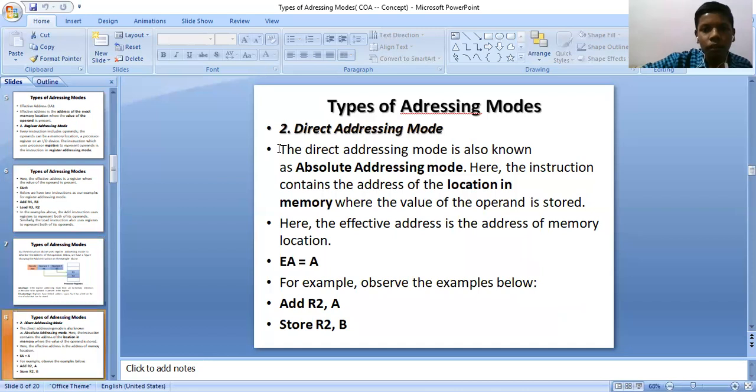Direct addressing mode. The direct addressing mode is also known as absolute addressing mode. Here, the instruction contains the address of the location in memory where the value of the operand is stored. The effective address is the address of the memory location. EA is equal to A. For example, observe the examples below: Add R2, A and Store R2, B.